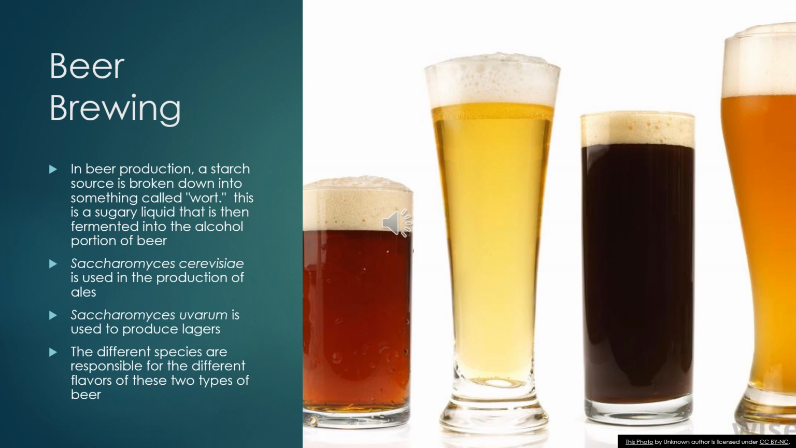One's a top fermenter, the cerevisiae is, and uvarum is a bottom fermenter, and where that's fermented in relation to the wort is what gives the alcohol, like the ales and the lagers, their different flavors and characteristics.